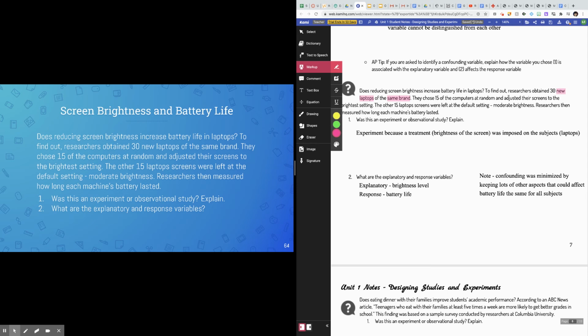They're talking about randomness, which is good, okay? And then they have the brightest setting and then the default setting, right? So these were a couple of key things that they did to minimize confounding.